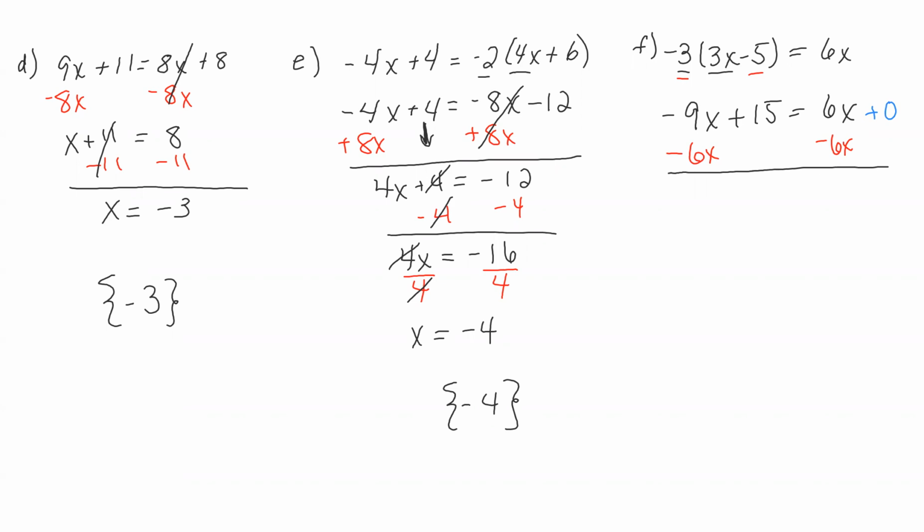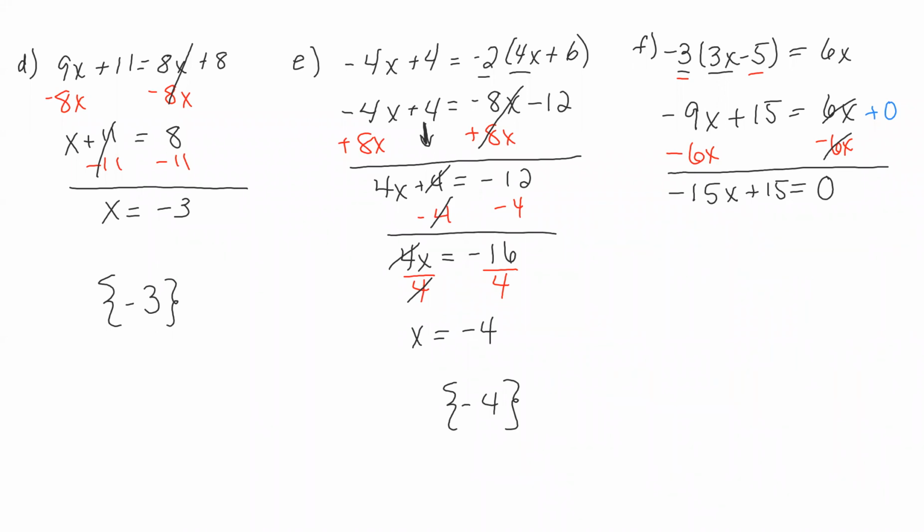On the left, that gives me negative 9x minus 6x, or negative 15x. Drop down your plus 15 and your equals. On the right, the 6x is canceled. 6x minus 6x is 0. And there was nothing else on that side. So remember, I just added that little 0 in blue. So that just tells me that when the 6x is canceled, I'm just left with 0 on the right, okay? So I've got my variables in a single term on the left.